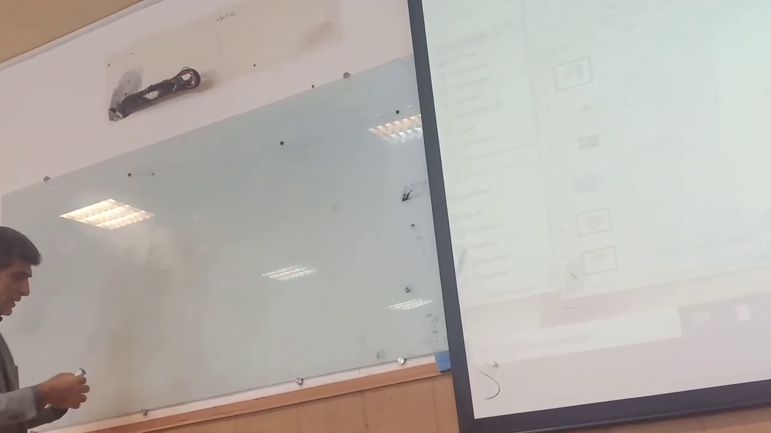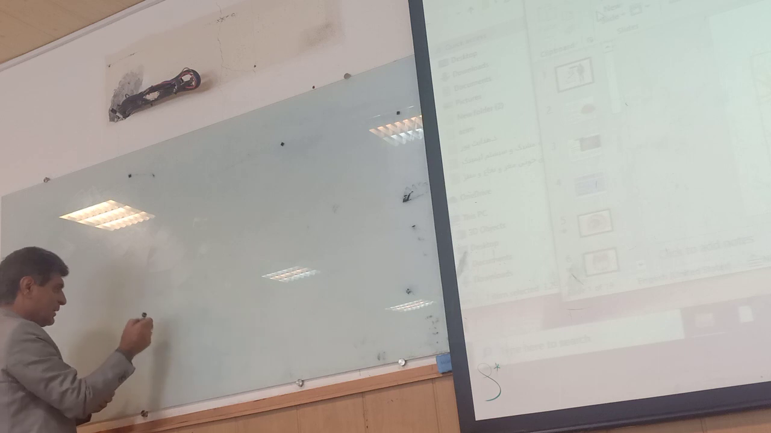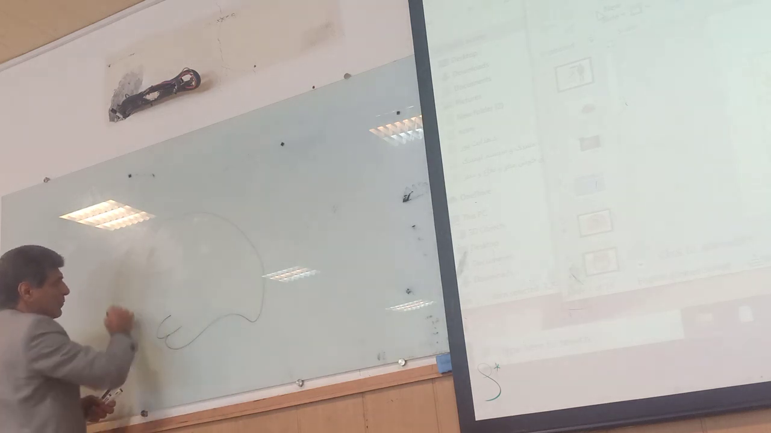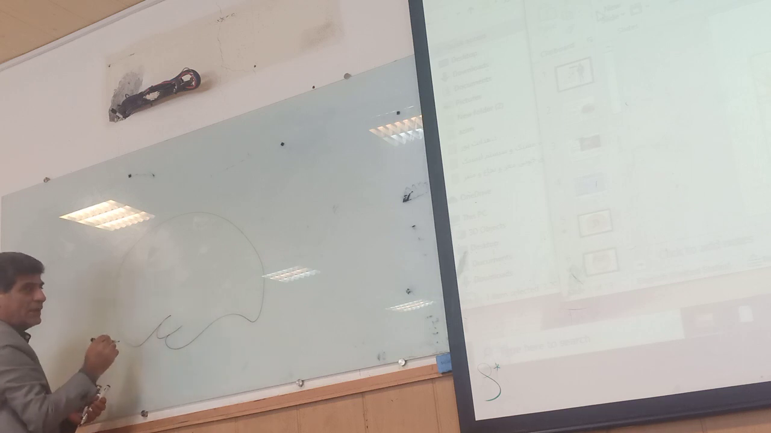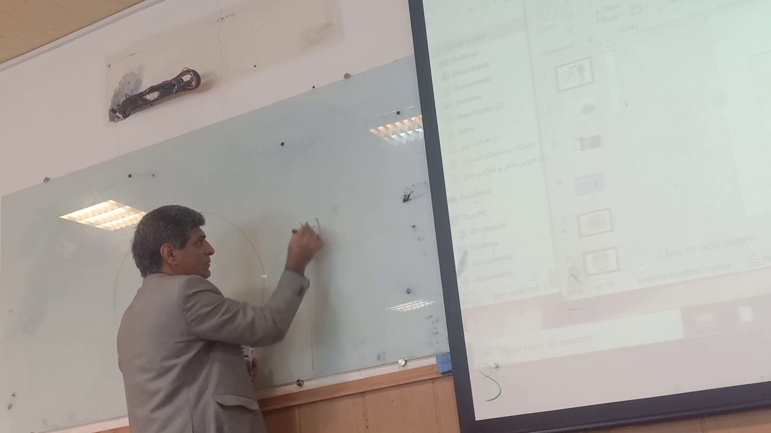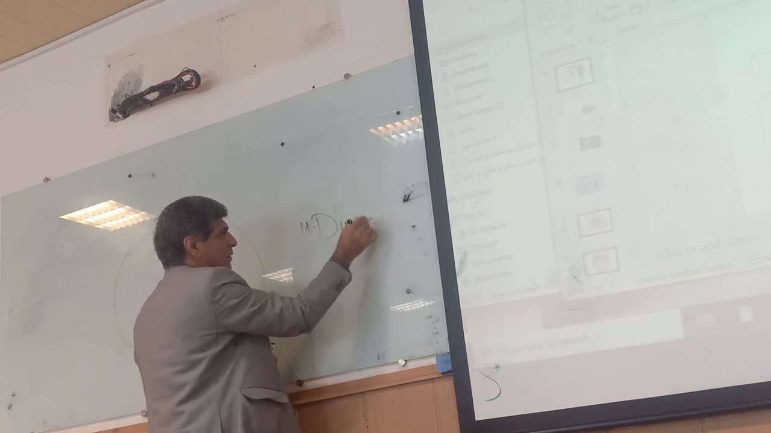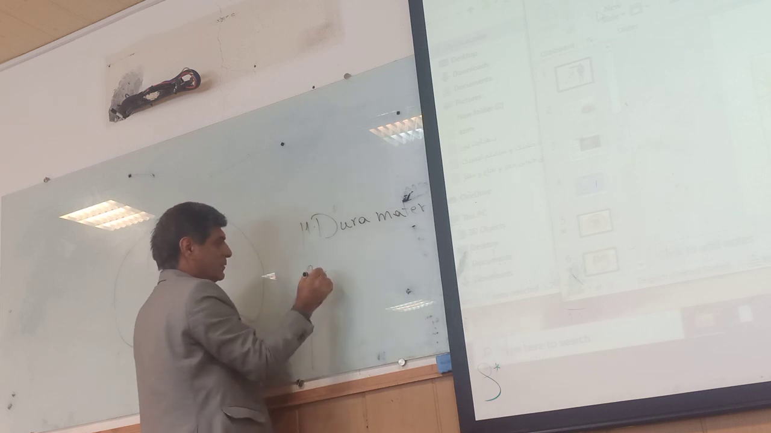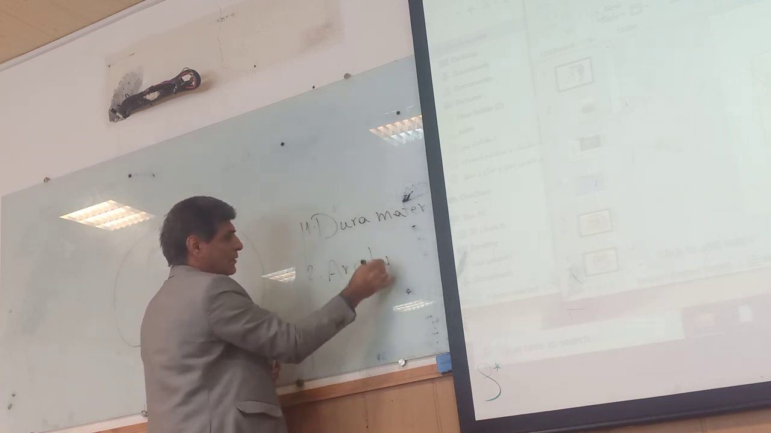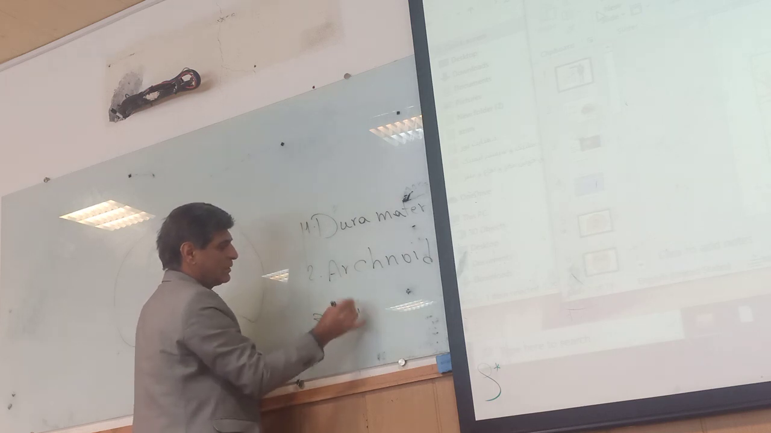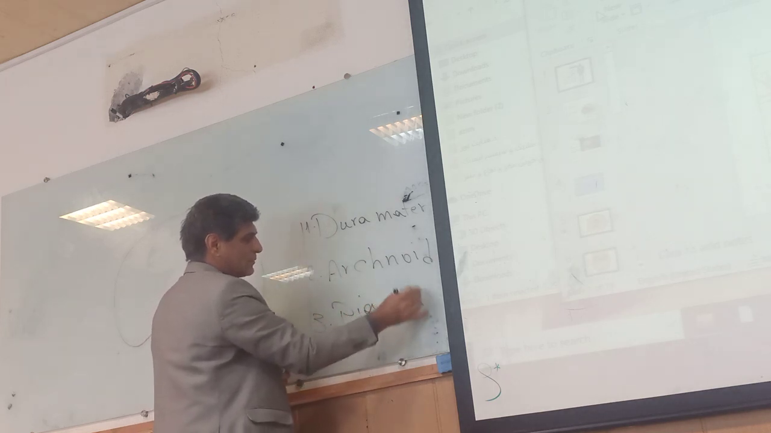The brain is protected by 3 layers. Covered by any layer? 3 layers: dura mater, arachnoid layer, and pia mater.